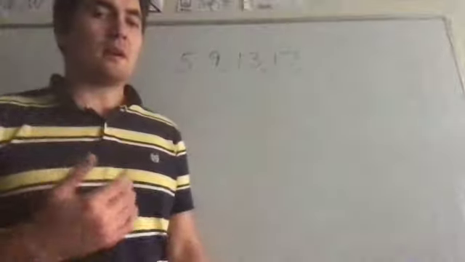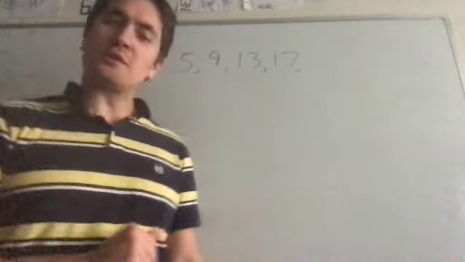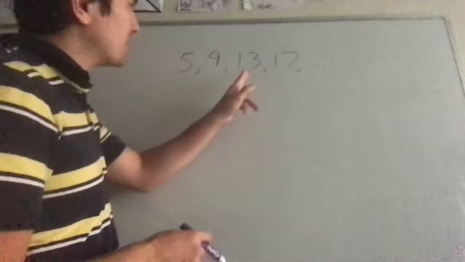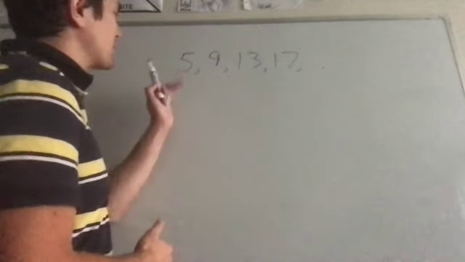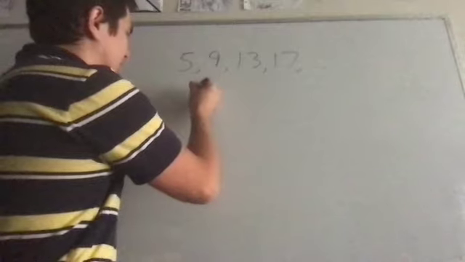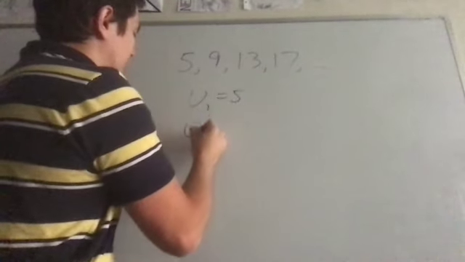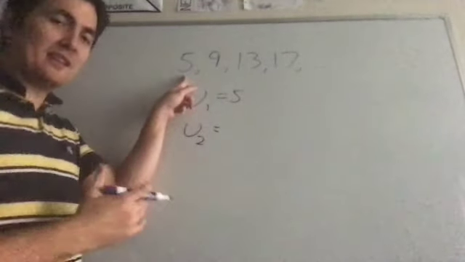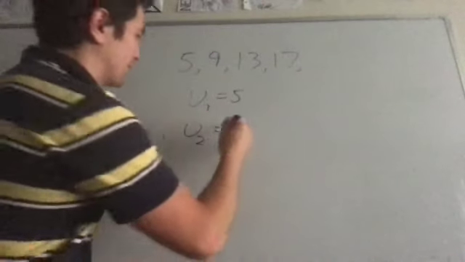Now here's an example of an arithmetic sequence where maybe it's not totally clear what's going on, all right? So 5, 9, 13, 17, what's going on here? Well, the first term has got to be 5, obviously. And then what's the second term? Well, the second term is 9, but another way to think of it is, you know what 9 is? It's 5 plus 4.